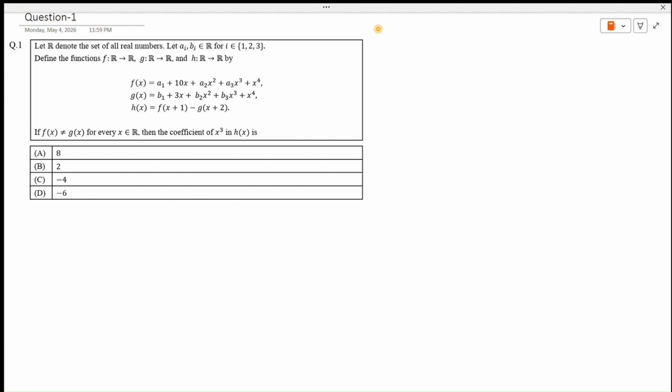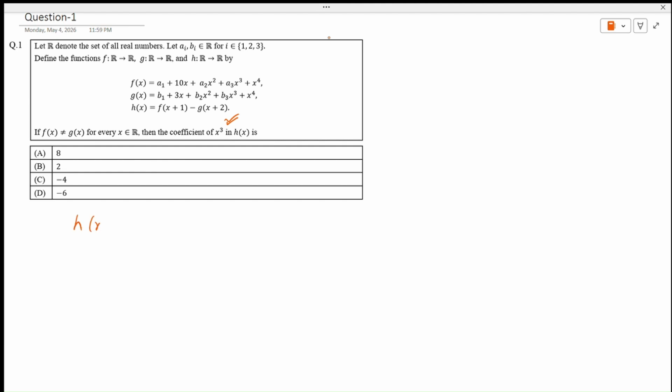Let R denote the set of real numbers. Let ai and bi belong to real numbers for i equals 1 to 3. There are three functions f, g, h from R to R. f of x is a biquadratic function, g of x is also a biquadratic function, and h of x is a combination of those two functions. If f of x is not equal to g of x for any x, then find the coefficient of x cube in h of x. So we just need to focus on the coefficient of x cube here.